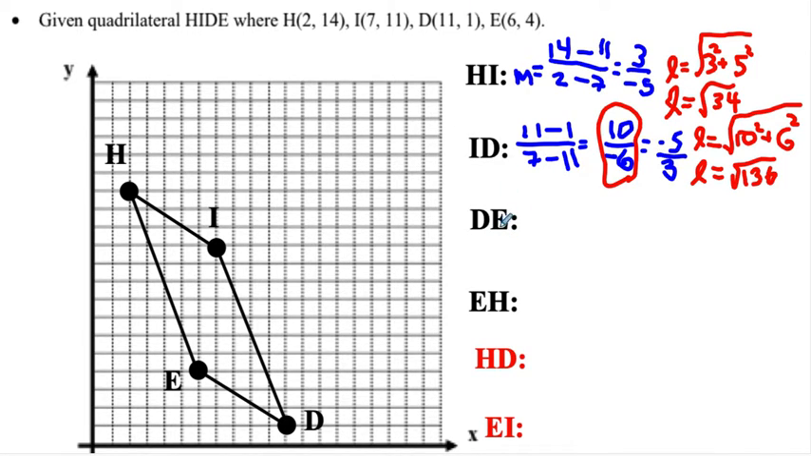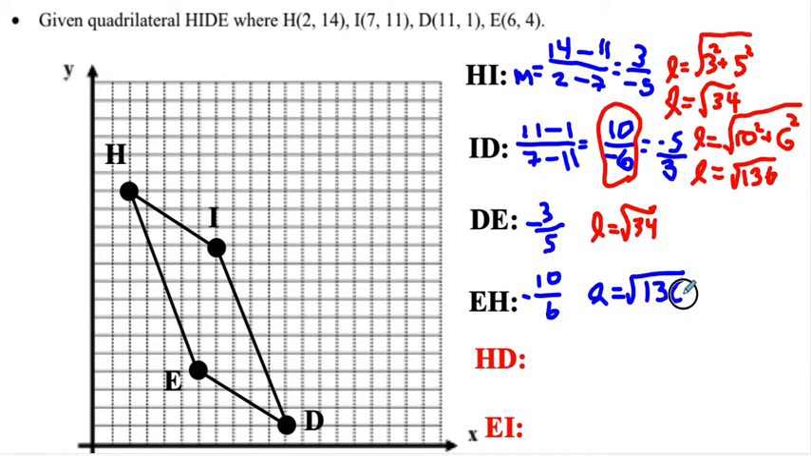Now if you repeat this process for DE and for EH, you're going to discover that the slope of DE is negative 3/5, which should seem alarmingly familiar. And its length is also going to be equal to the square root of 34. Likewise, EH is going to have a slope of negative 10/6, aka negative 5/3, and then the corresponding length will be the square root of 136. This tells you stuff. We'll talk about what that means here in just a sec.